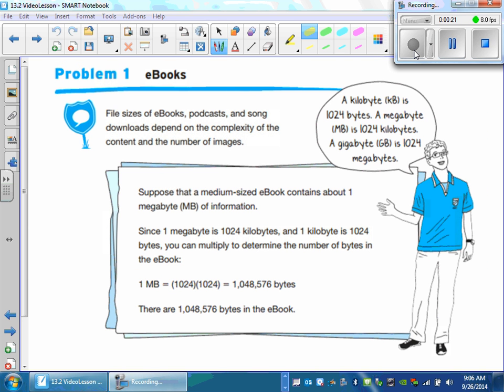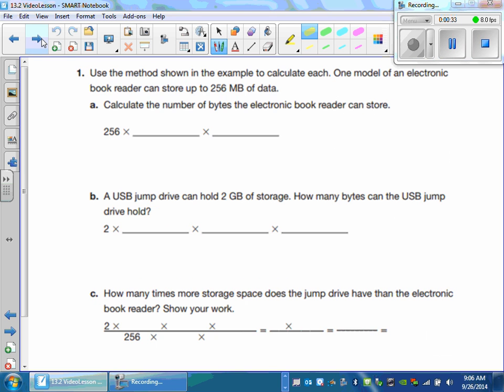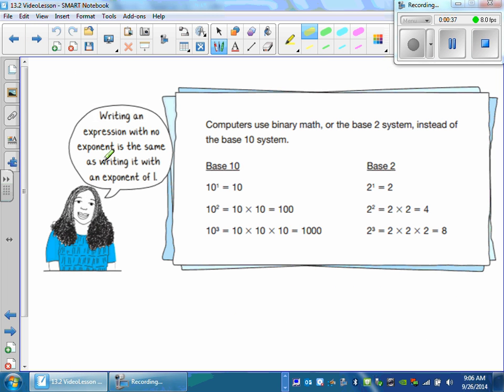I'm actually going to skip over a lot of problem 1 because they go into some crazy stuff about megabytes and kilobytes. I feel like it's kind of overkill. The concept that we're learning today is actually very simple, so I want to keep it simple for you. So go ahead and flip to page 295, where you will see this girl talking about writing expressions with no exponent. And basically what she says here, I want you to highlight it, underline it, circle it, whatever you need to do.